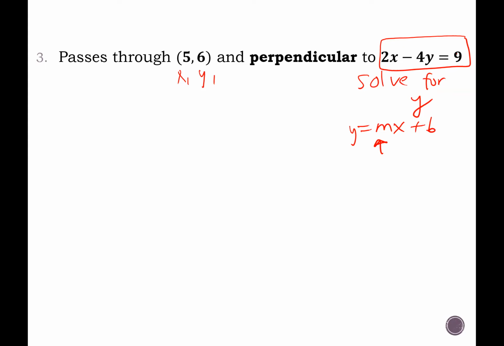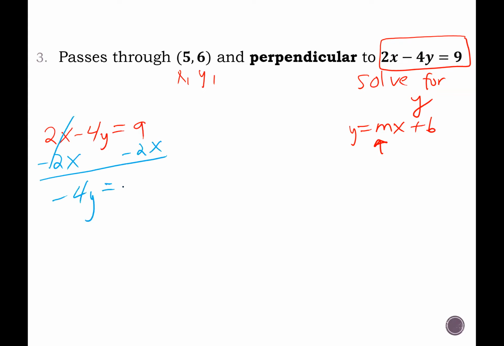I would start by subtracting 2x on both sides. So 2x minus 4y equals 9. Let's subtract 2x on both sides. So then we'd have -4y equals -2x plus 9. And then our last step to solve for y, we would divide everything by -4.